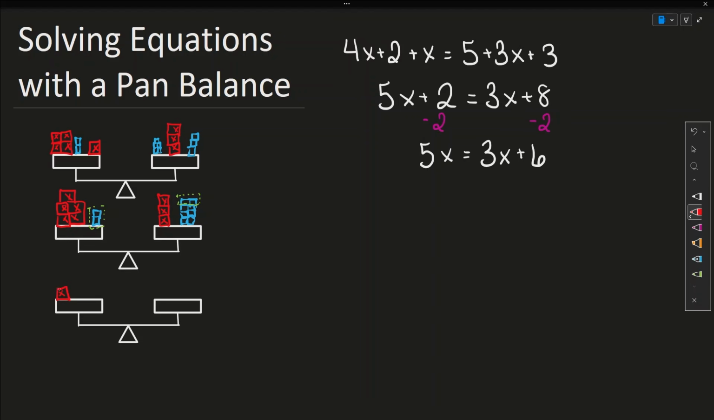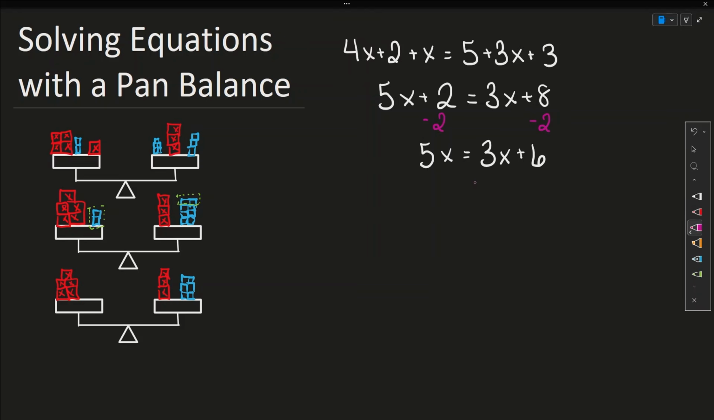When we do that, the left still has 5 x blocks and the right has 3 x's, and since we removed 2 units, there will be 6 unit blocks on that side. And that corresponds to our equation, 5x is equal to 3x plus 6.